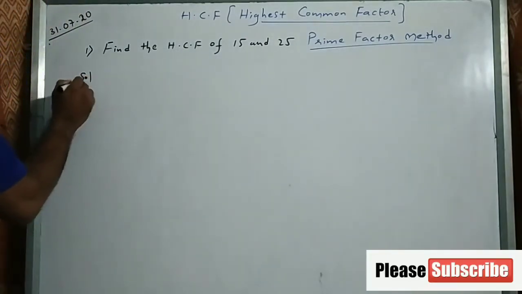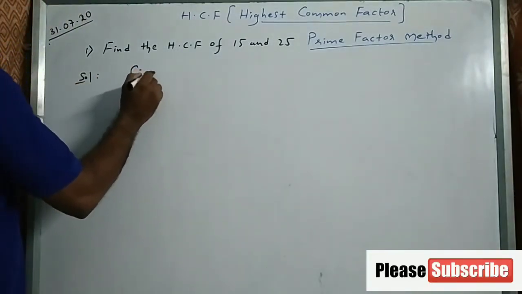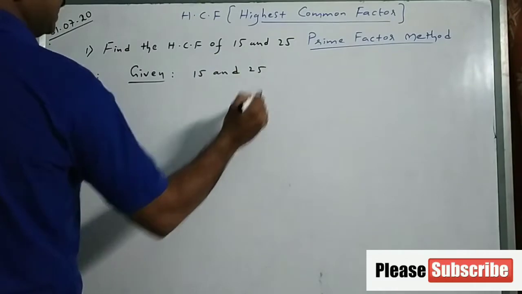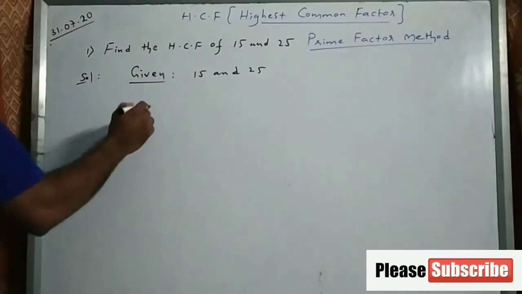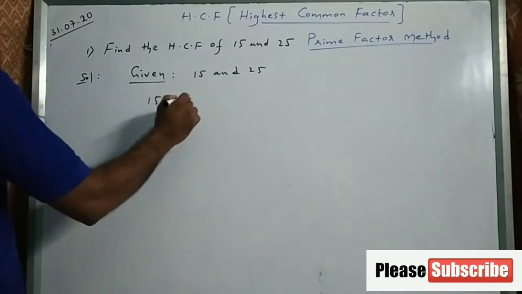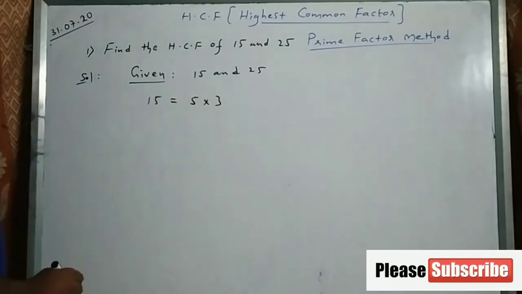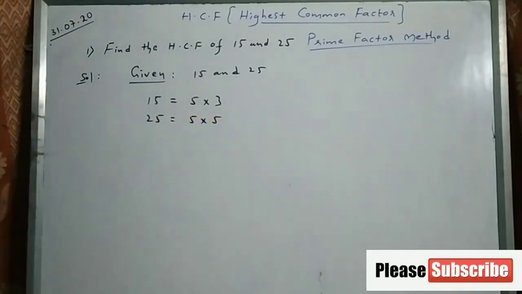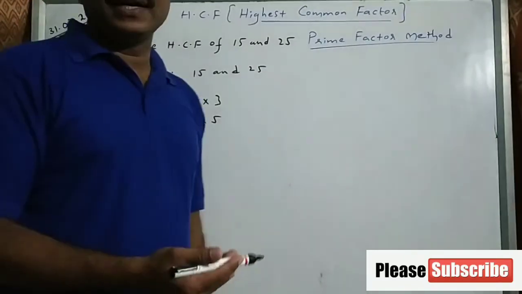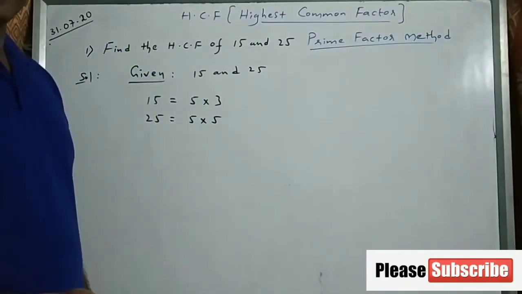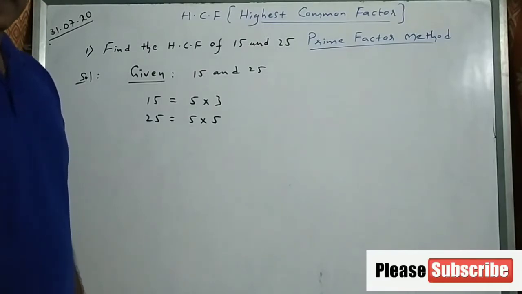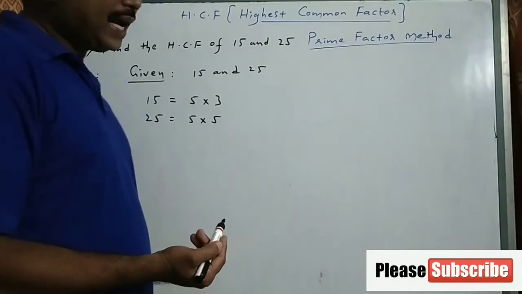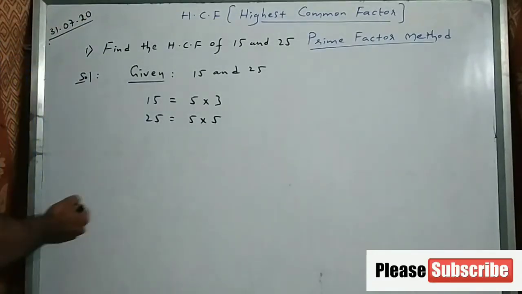How do we find? So what are the given numbers here? First 15 and 25, right? So prime factors. What are the prime factors of 15? 5 into 3. 5 3s are 15. Right? 25. 5 into 5. Only prime factors we must use. Prime numbers means already I told you. A natural number is said to be prime if it has 1 and itself as factors.